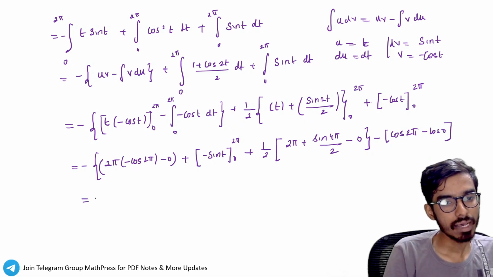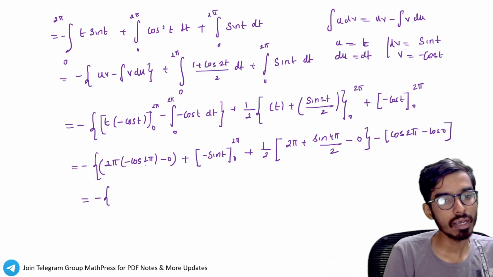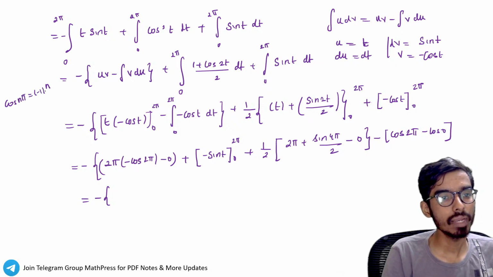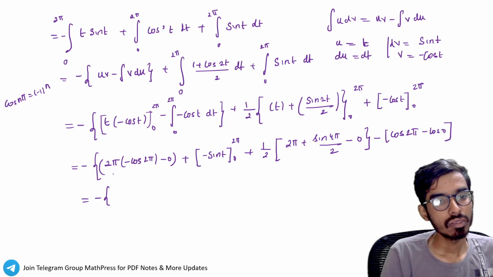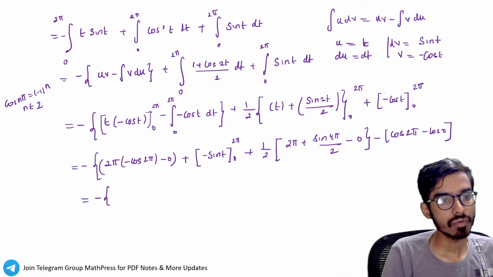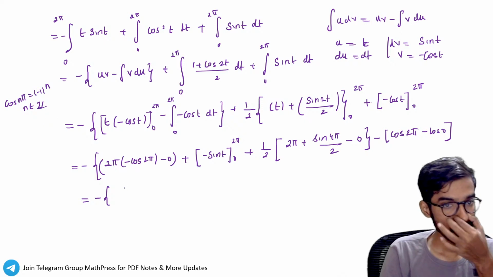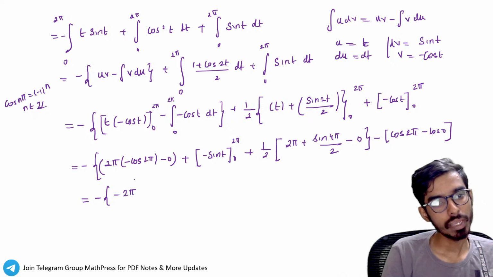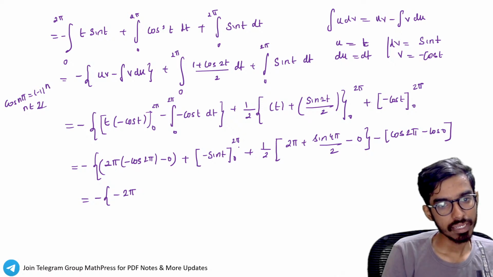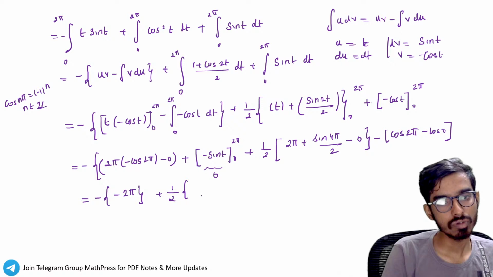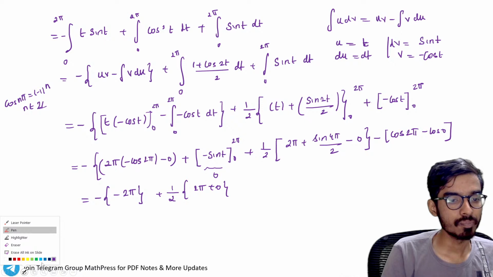So overall, cos 2 pi is 1, right? Cos n pi is minus 1 whole power n, so cos of even multiples of pi will be plus 1 when n is an integer. So this will be 1, so we will have minus 2 pi, and here everything will be 0, because sine 2 pi is 0, sine 0 is 0, plus 1 by 2, so here we will have 2 pi plus 0.